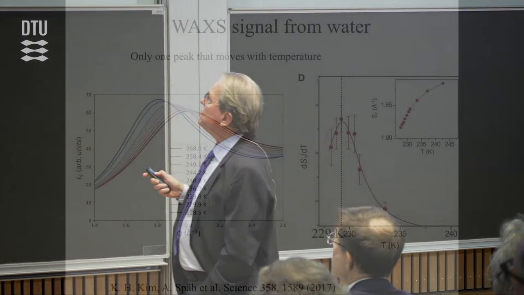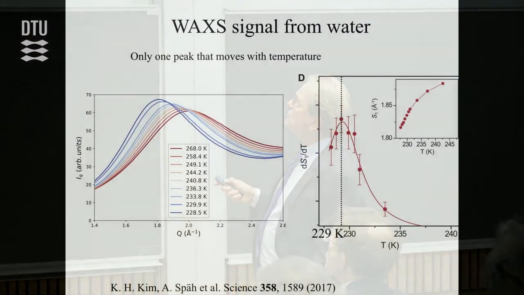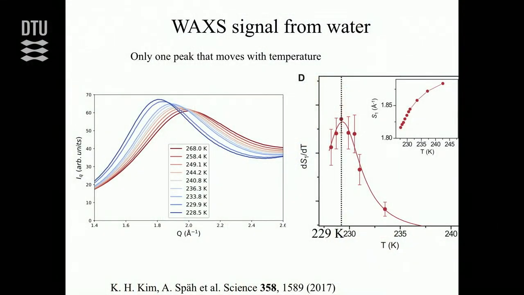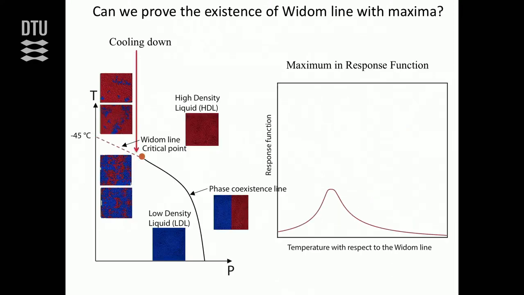And if you look at how the position of this is plotted as a function of temperature, and you take instead the derivative of that position as a function of temperature, you will see that it goes through a maximum, and that the maximum is at 229 Kelvin, that mysterious temperature. So that means that the liquid is changing its fastest at that temperature. The structure is changing the fastest at that temperature. So as we cool down, we only have one phase.